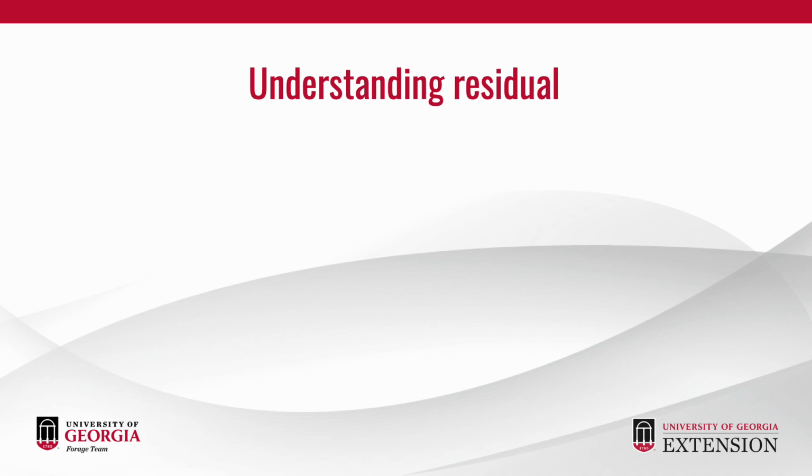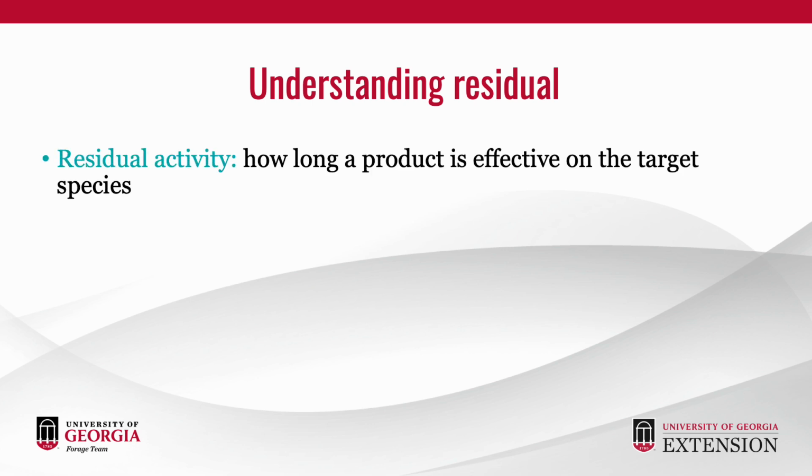So the intervals that can be a little more challenging to understand, I know they were for me, are our different terms that we use for residual. Now, residual activity is usually what we're talking about, and it's how long is a product effective on the target weed species. So we're going to use pigweed for this example. How long after we spray that pigweed plant do we, one, control that pigweed, but two, prevent new pigweed from coming up behind it? So that's normally what we're talking about when we say residual.